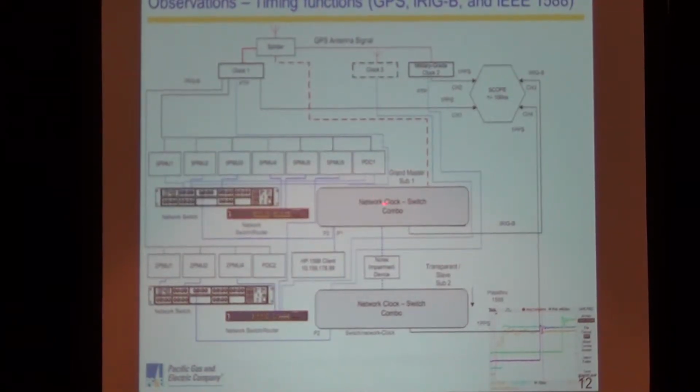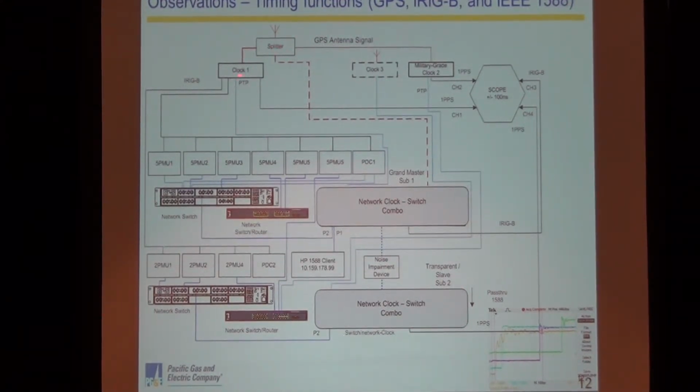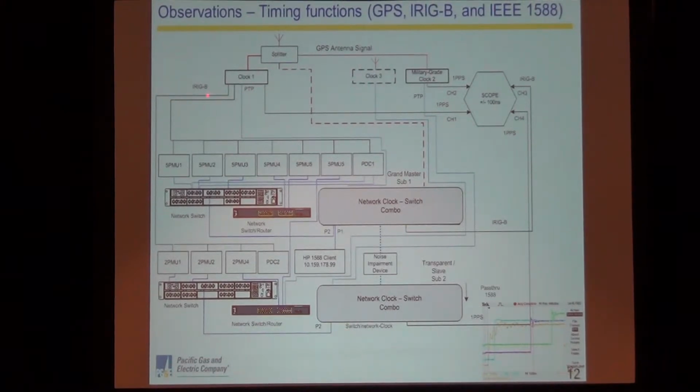This diagram shows in more detail a testing for timing function. Basically, there is a GPS antenna with splitter going to various clocks. Some of them provide IRIG-B type signal. Some of them provide 1588 precision time protocol coming to switches that are supposed to become a grandmaster or become a transparent, in some cases configured to be slave. And sometimes the final slave is, of course, the PMU with its clock inside getting this timing signal from 1588.